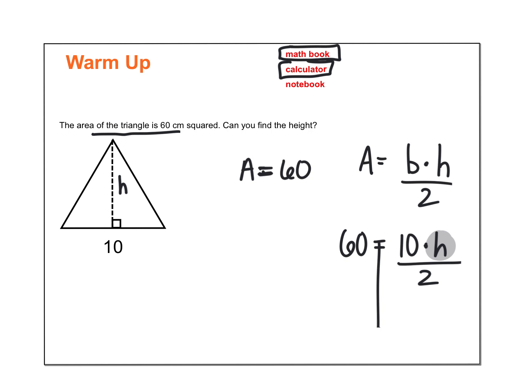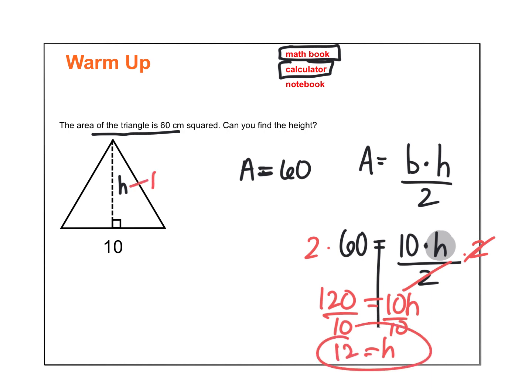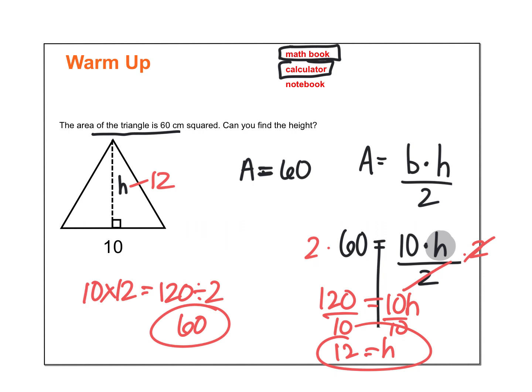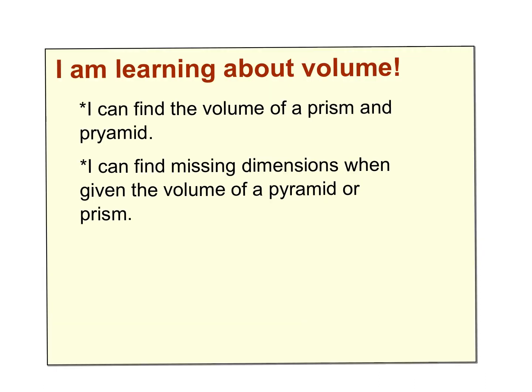Okay, now I could think about solving this and think, well, what's the opposite of dividing by 2? What if I times both sides by 2? Now I got 120. 10 times something is 120. If I divide by 10, I end up with a height of 12. So I kind of worked backwards to solve that. Now let's just check it. If I do 10 times 12, that's 120. And then if I divide by 2, because it's a triangle, I end up with 60, which is what my problem was. So we're going to use that kind of reasoning today as we solve our problems.